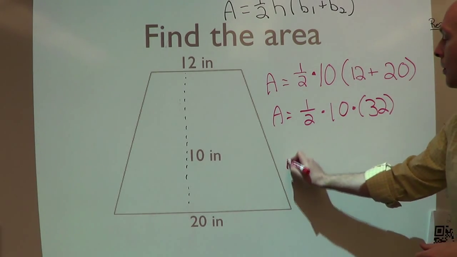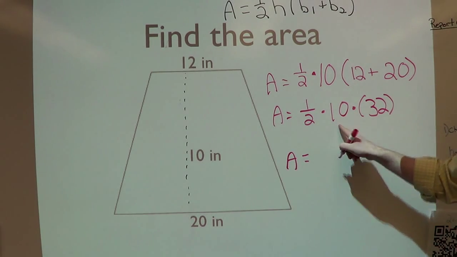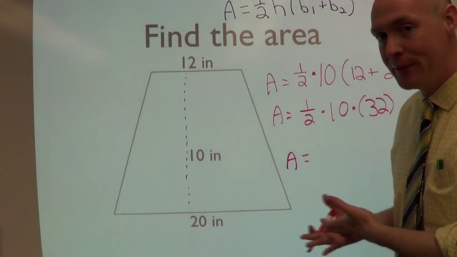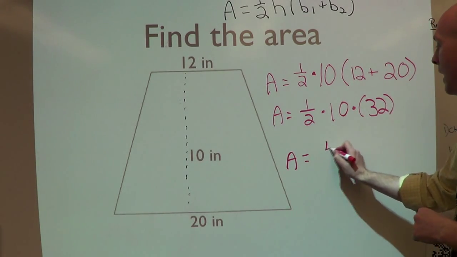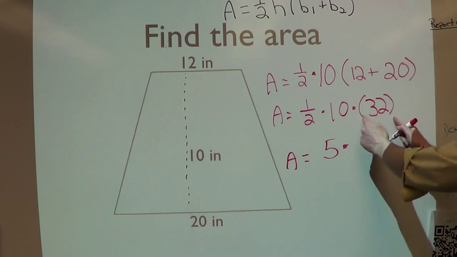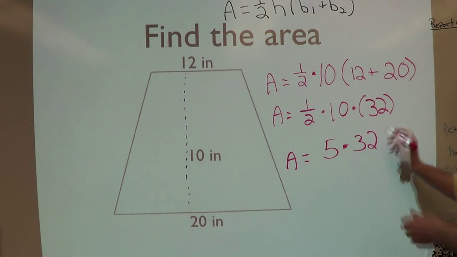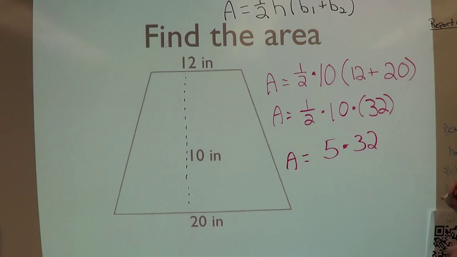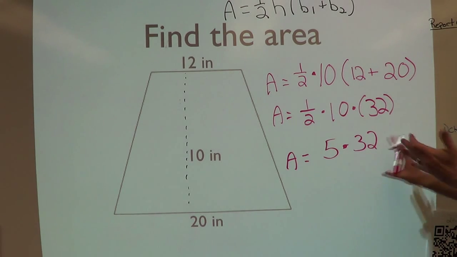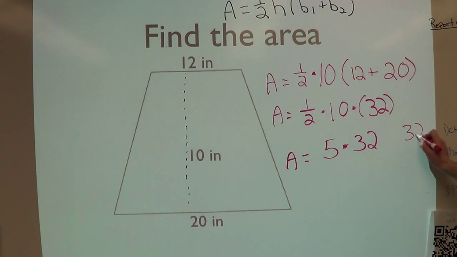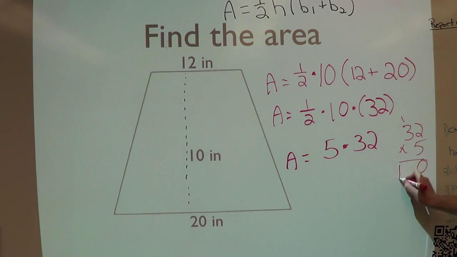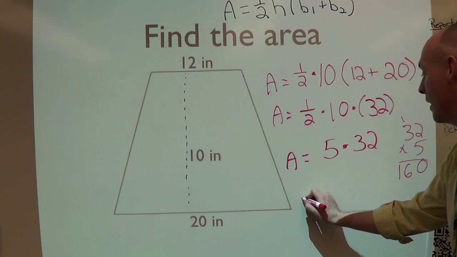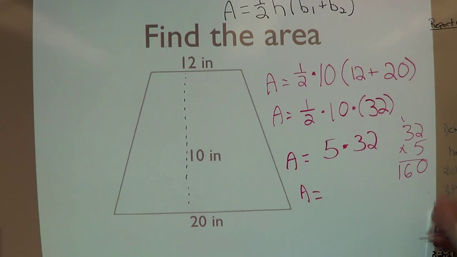1/2 times 10, so area equals 1/2 times 10. Basically that's saying what is 1/2 of 10? We know that's 5. 5 times, we just have 32. And notice I could get rid of those parentheses because I've already solved what's in the parentheses. 5 times 32, I can't do it in my head, so I'm just going to do it off to the side here. 32 times 5. 5 times 2 is 10, 0 carry the 1. 5 times 3 is 15, plus 1 is 16. So the area equals 160.